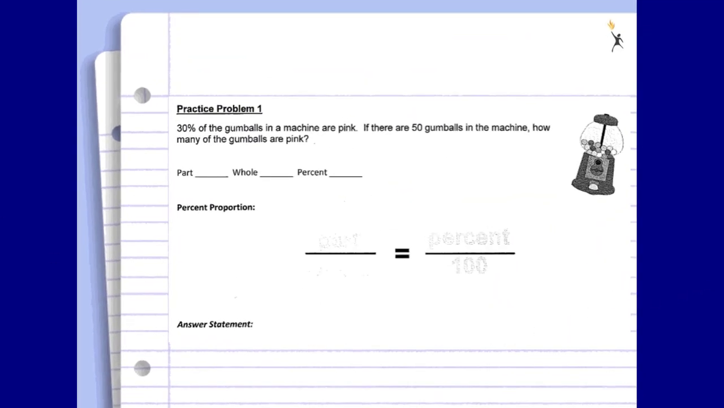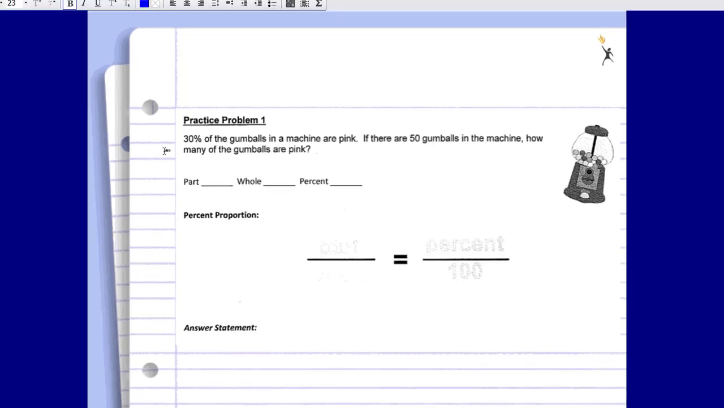Okay, so let's try this with some practice word problems. 30% of the gumballs in a machine are pink. If there are 50 gumballs in the machine, how many of the gumballs are pink? Okay, fill in what you know. I know the percent is 30. So in the percent field, I'll put a 30.